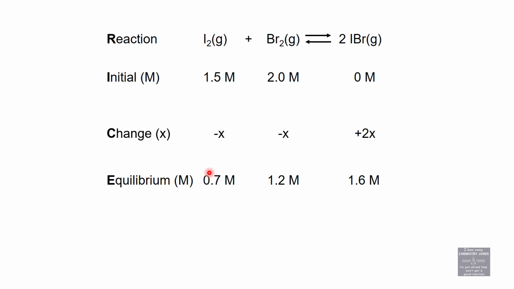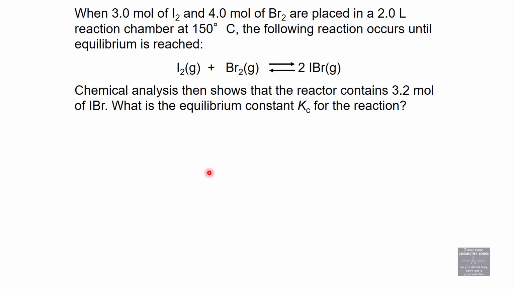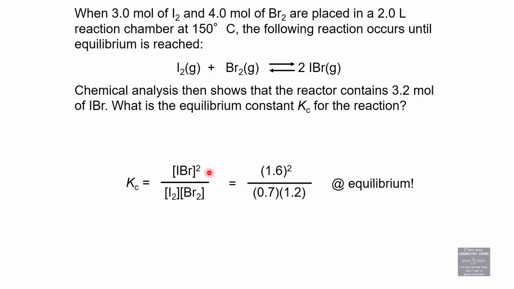We will do so many solve for X problems in this class. Please note, all numbers in a rice table are molar concentration. That's kind of a deal. So there's our Keq expression, our Kc expression. If we fill in equilibrium concentration values, we get this: 1.6 squared divided by 0.7 times 1.2. Do the actual math of that, and we get K equals 3.05. 3.05. So what's favored, products or reactants? Hopefully you'll get that right.